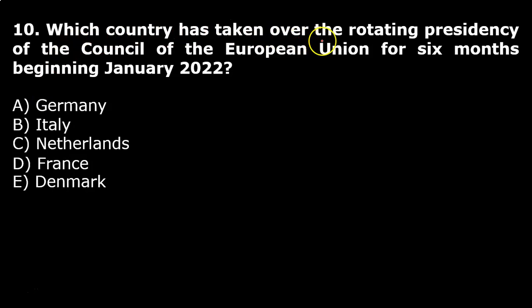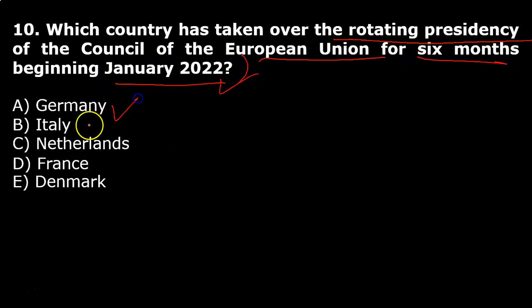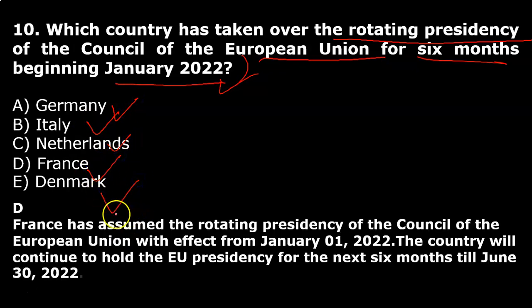10th, which country has taken over the rotating presidency of the Council of the European Union for 6 months beginning January 2022? Your options are Germany, Italy, Netherlands, France or Denmark. So recently it was taken over by France, and France has assumed the rotating presidency of the Council of the European Union with effect from January 1, 2022. The country will continue to hold the EU presidency for the next 6 months till June 30th, 2022.